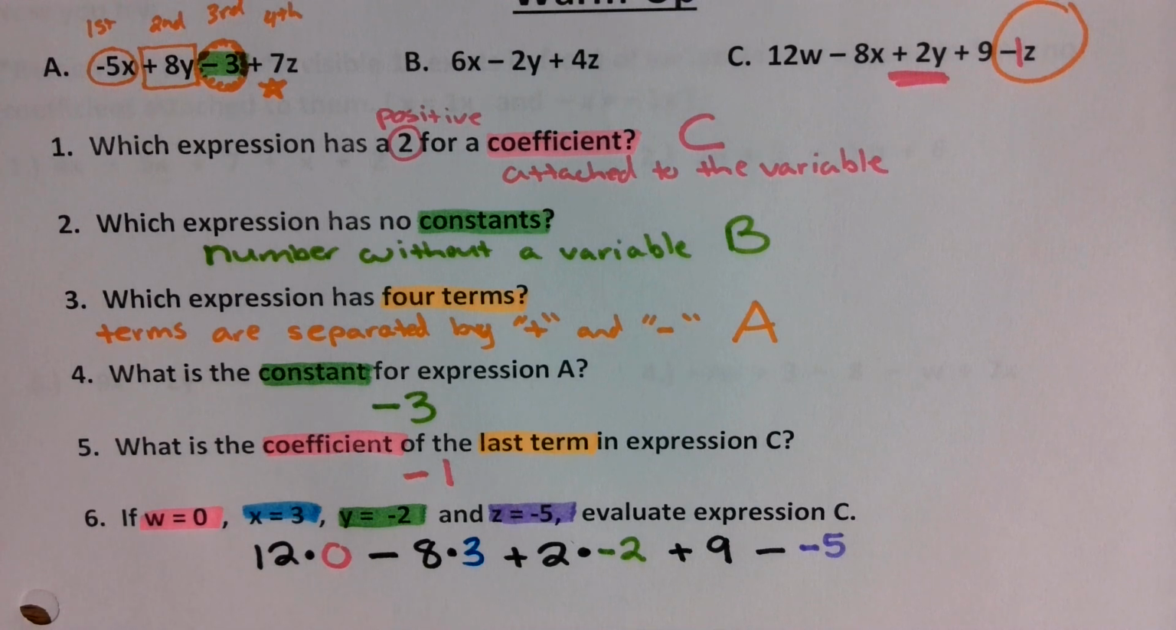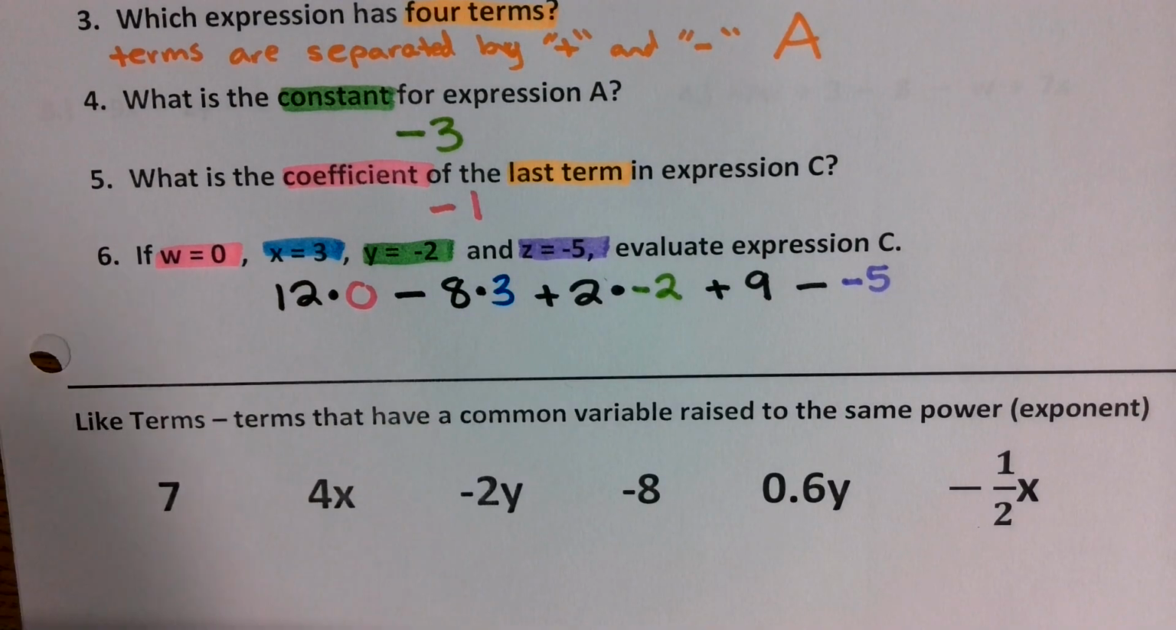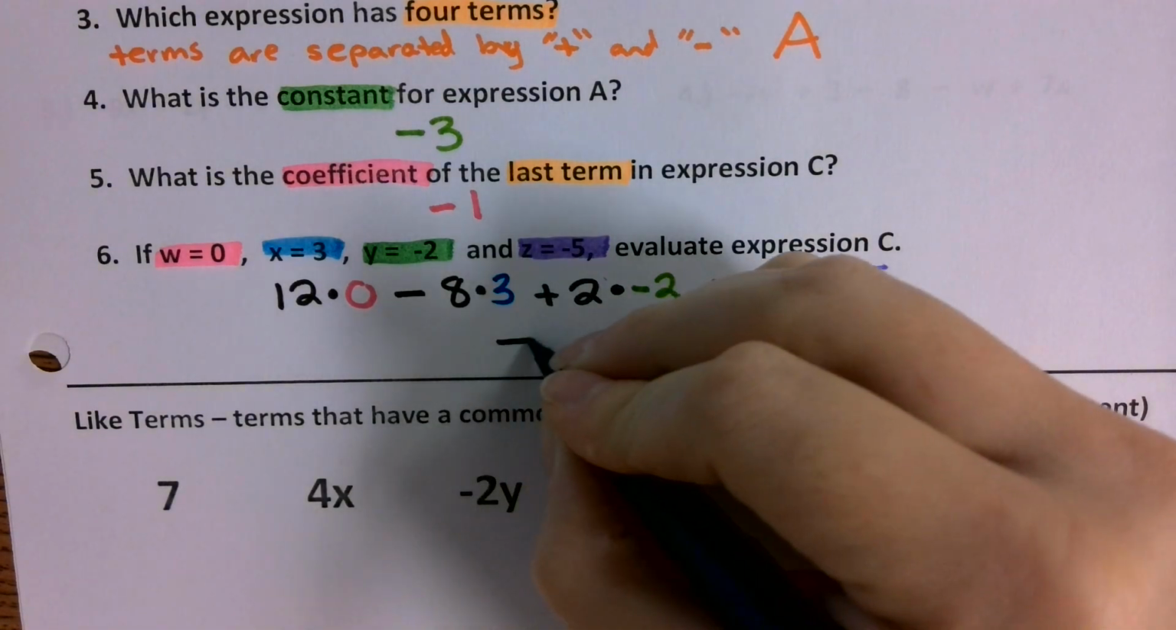that they were in replace of. Now, remember the wonderful thing about those calculators of yours, they will calculate order of operations for you. All you have to do is type it exactly as you see it. So I'm going to type 12 times 0 minus 8 times 3 plus 2 times negative 2 plus 9 minus negative 5 and hit enter. What do we get, guys? Negative 14. You're going to get negative 14 as your answer.